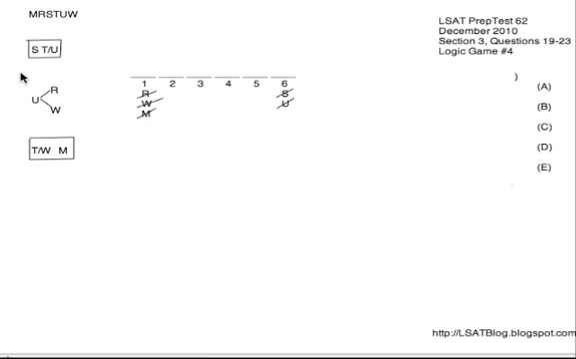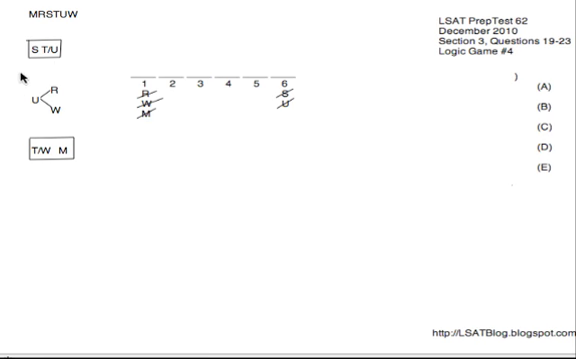R and W can't be first. U can't be on 6, and of course, U also can't be on 5 because it's before both R and W. We know that S is immediately before T or U, so for that reason, S is not on 6. So these are just some initial bare bones inferences we can use. No easy way to really link these together due to the ambiguities in TU and the ambiguities in TW. So for that reason, I would simply move on immediately to the question.